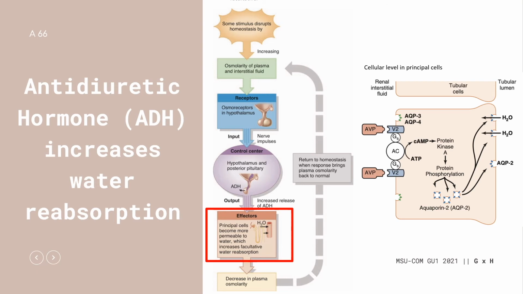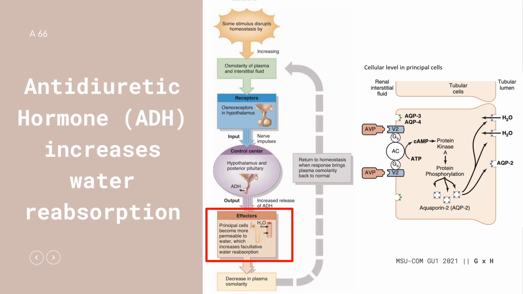Now, ADH would bind specifically to the V2 receptors, therefore causing an increase in cAMP formation and activating protein kinases. Therefore, this would then stimulate the movement of an intracellular protein. This is called aquaporin-2 or AQP2 to the luminal side of the cell membrane. As we have talked about a while ago, way back at the principles of reabsorption and secretion, aquaporin-2 facilitates osmosis of water.